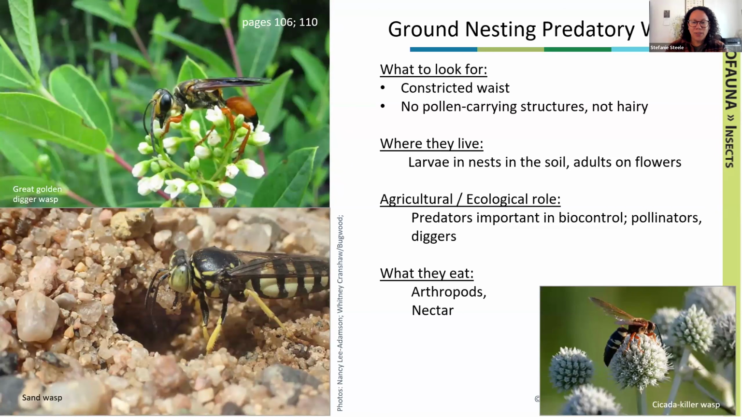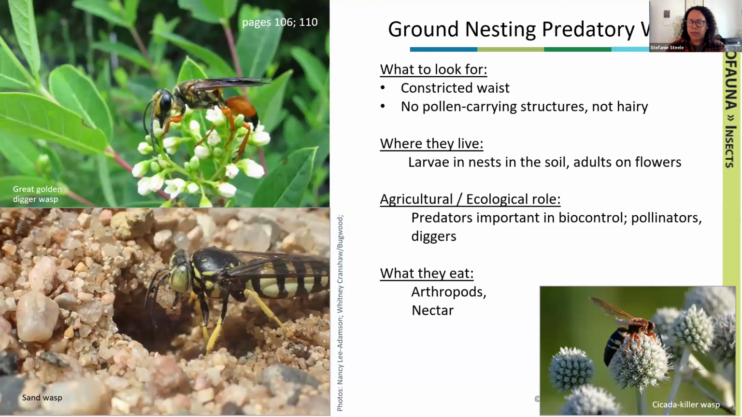Therefore, with this important service, they're contributing to crop pest control. And so this is very helpful. The adults that we see with this great golden digger wasp, they're drinking nectar. And so having flowering plant habitat is really important for their life cycle. Perhaps these flowering plant habitats are also their hunting grounds too.